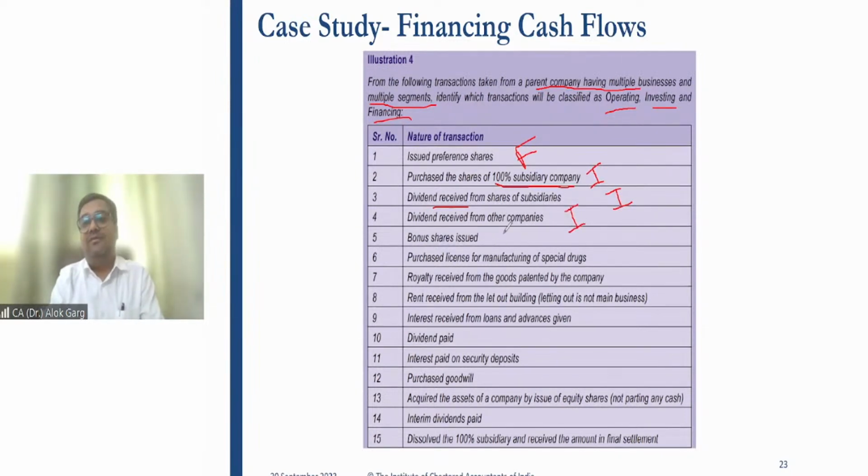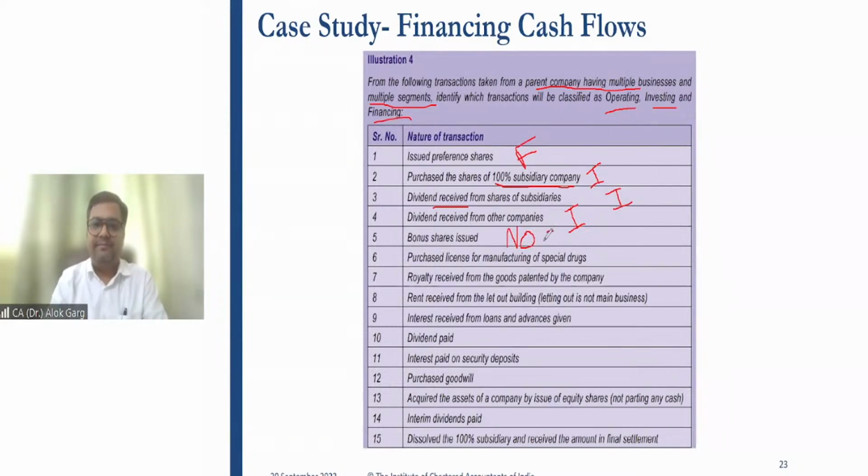Bonus share issued. Guys, what are bonus shares? You are holding 10 shares of a company and you got 10 free shares from the company. So you got the bonus shares. Will you pay any cash for acquiring those bonus shares? Answer is no. So there is no cash movement. It is no cash, right?